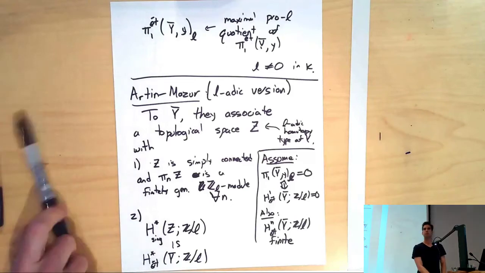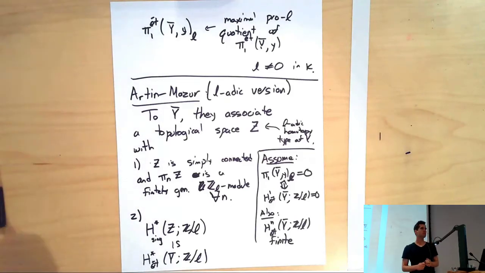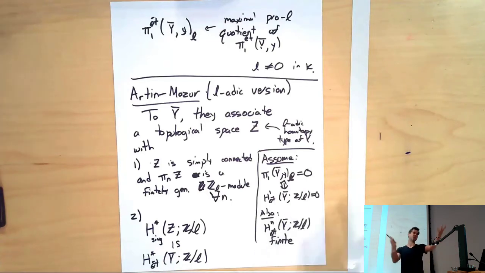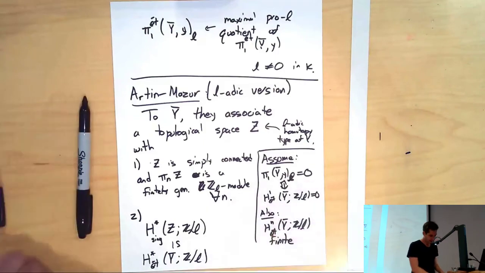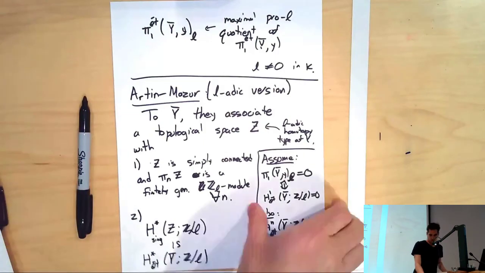Question about this? Yeah. So you wrote this comparison with Z mod L. Would you get the same thing if you took Z mod some power of L, with the same space? Yeah. So it captures all of those. A map of topological spaces induces an isomorphism on cohomology with Z mod L coefficients if and only if it does the same for Z mod L to the n coefficients for all n.